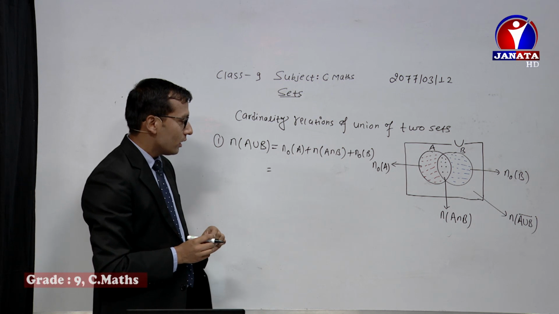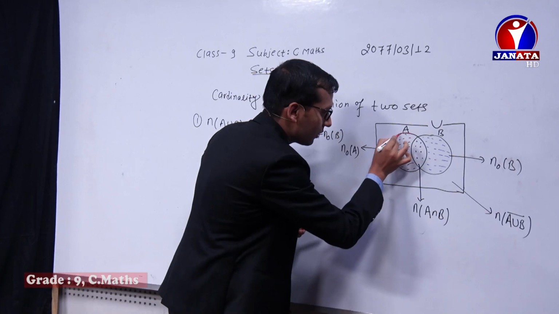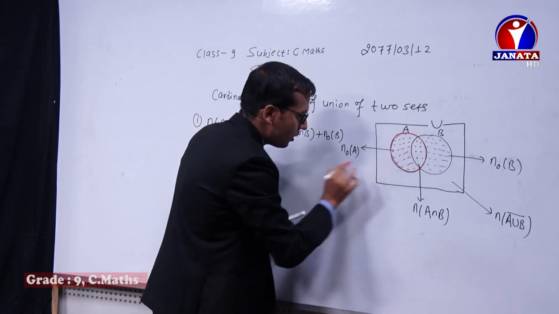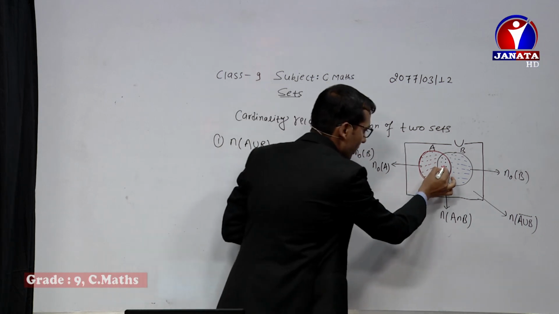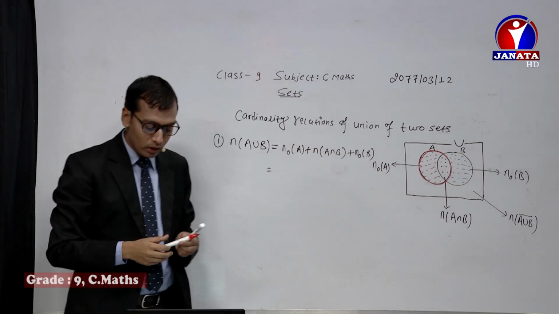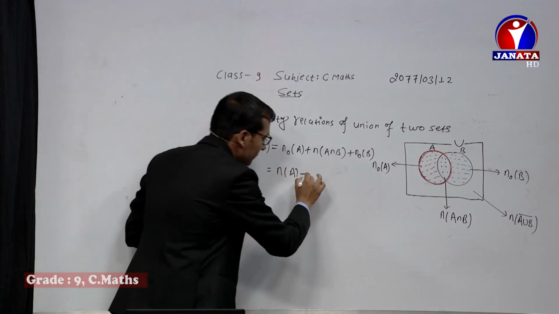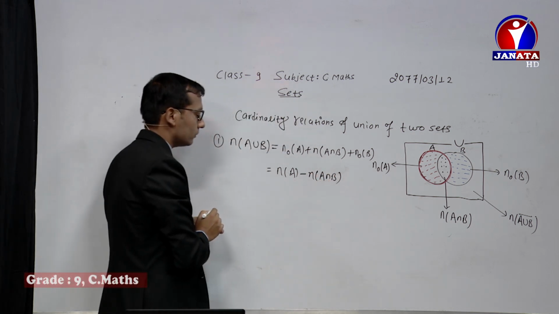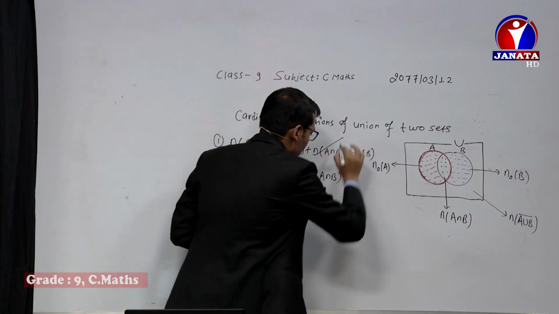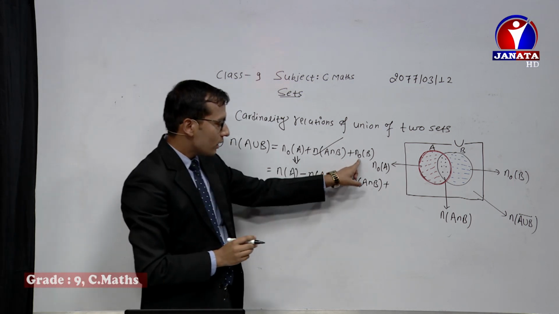What is n only A? Look at set A. If we deduct the intersection from n of A, obviously we will obtain A difference B, or n only A. So n only A is n of A minus n of A intersection B. This is n only A, plus n of A intersection B as it is, plus, similarly, what is n only B?